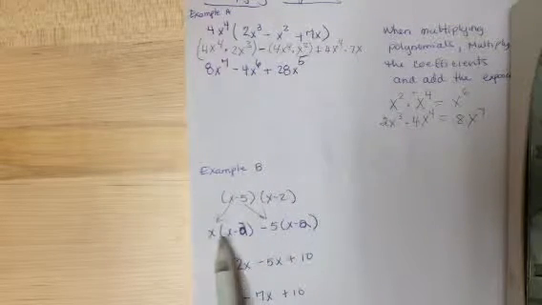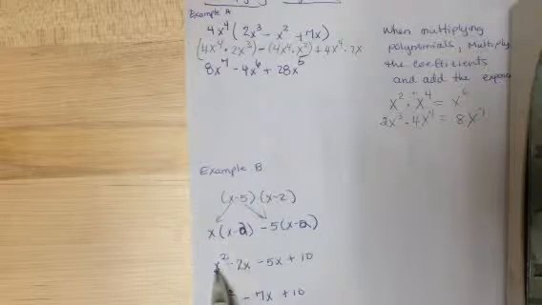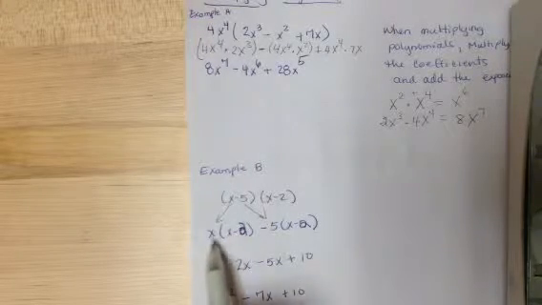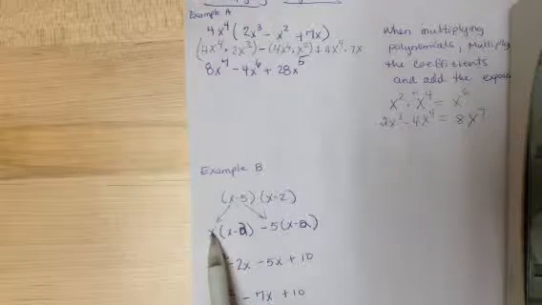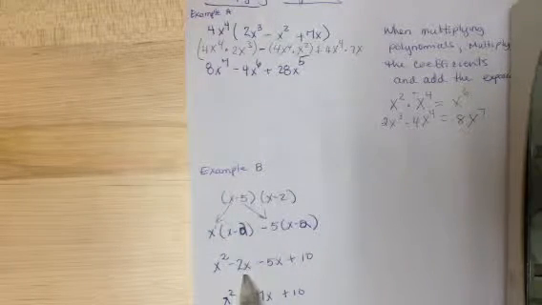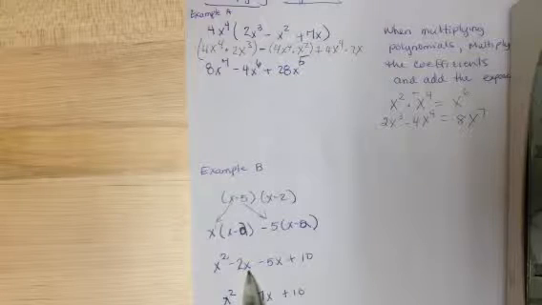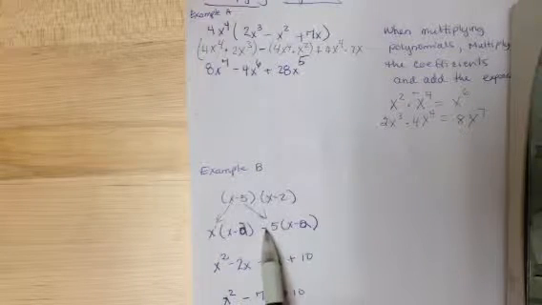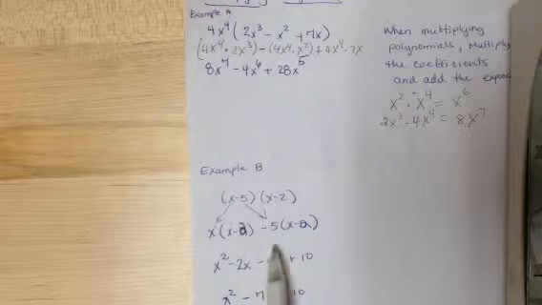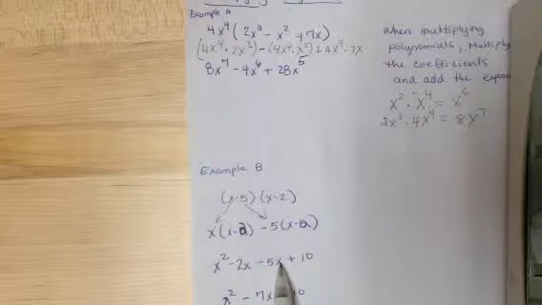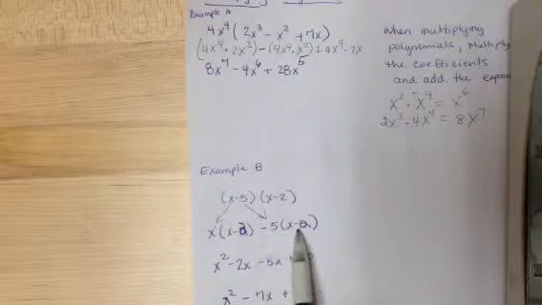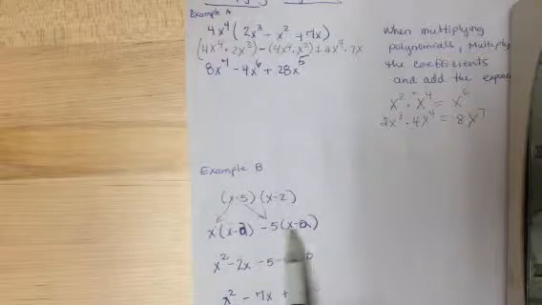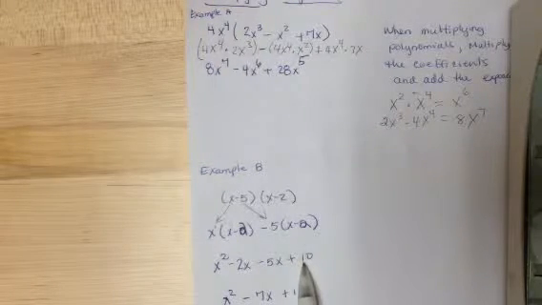Now I'm going to distribute. X times x is x squared. Nothing is written in front, so this is like having a 1. And x times negative 2 is negative 2x. Go to the next part. A negative and a positive gives me a negative. Negative 5 times x is negative 5x. And we're going to do the second part. We distribute: negative 5 times negative 2. Multiplying two negatives, you get a positive.